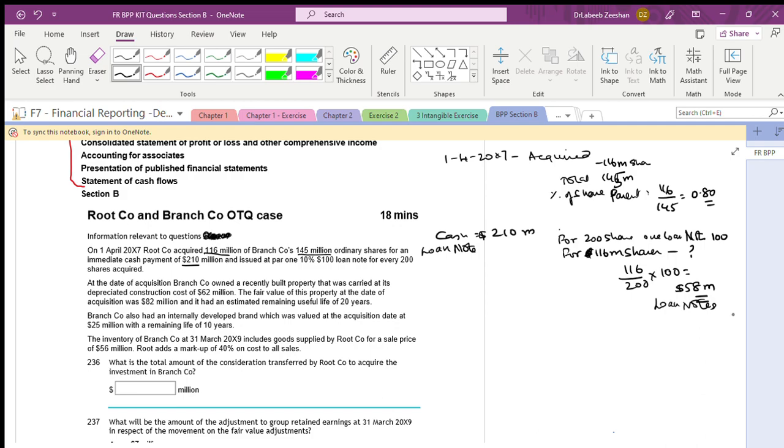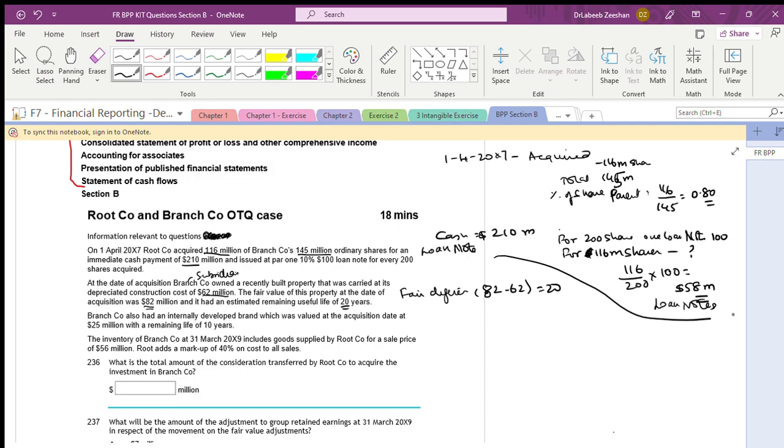At the date of acquisition, the subsidiary owned a recently built property that was carried at a depreciated construction cost of 62 million. The fair value of the property is 82 million, estimated for 20 years. What is the fair value difference? 82 minus 62 comes to 20. We will cover this.